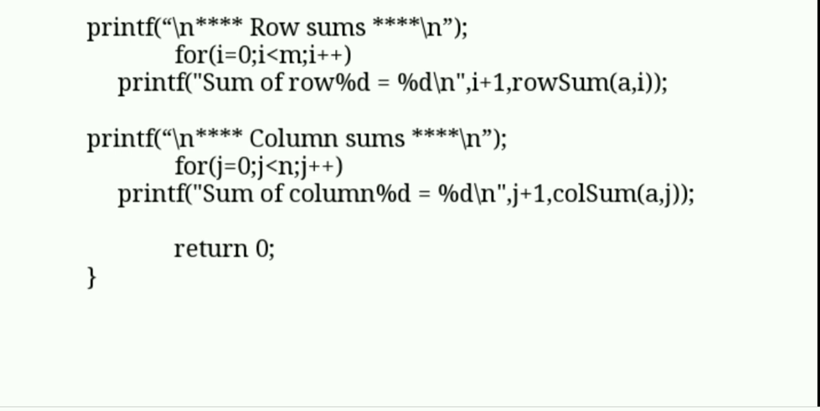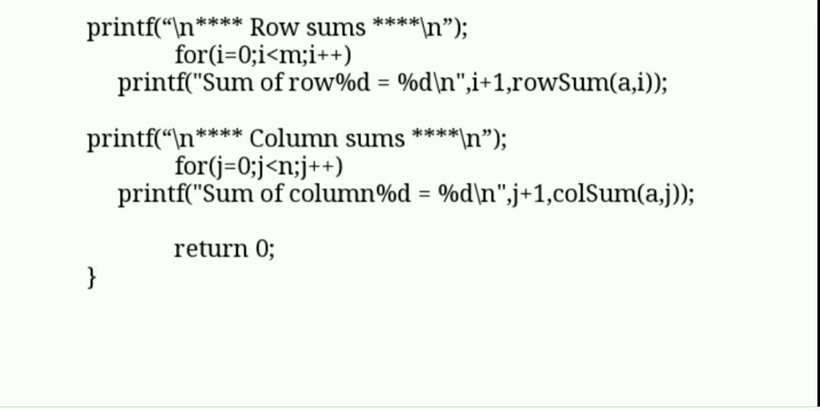So here is the function calls. Since we need to find the sum of each row, after printing the message that here on we are printing the row sums, we go with a for loop to traverse from the first row to the last row, and then we have a printf statement within which I am making a call to rowsum and passing the matrix along with the i value, which is serving as the ith row number.